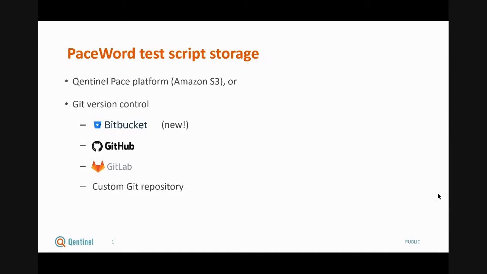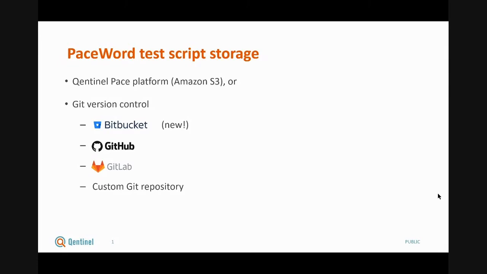There are two options for PaceWord test script storage. One is to store them on the Qentinel Pace platform itself, which uses Amazon S3. So you can use Pace Editor and recording live testing for developing your test case and not worry about where the files are stored, and off you go. Our advanced users usually prefer to use Git version control system, however, for storing the test scripts.